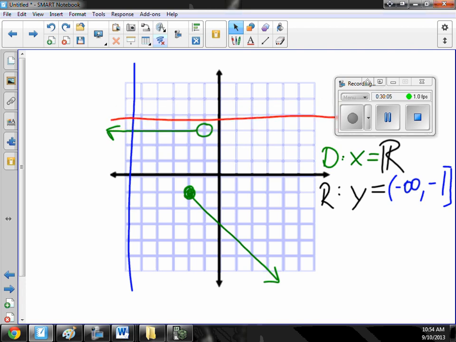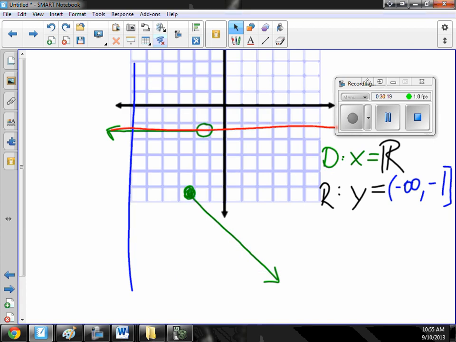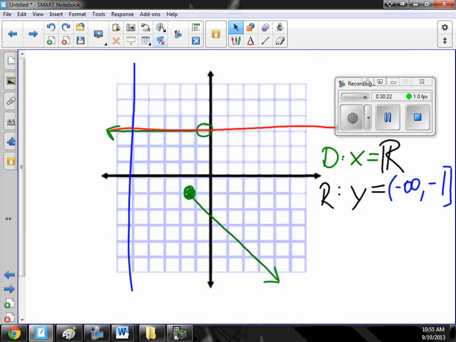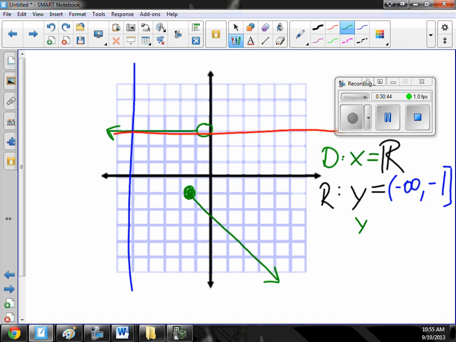What about the rest of the graph? Do any of these hit? No. Any of these? No. So where does it hit? At 3. Anywhere else? Remember, we're not looking this way. We're looking up and down. So it hits 3. Does it hit 3.1? So 3.1 would be right here. No. Does it hit 2.9? No. So the only thing it hits is y equals 3.